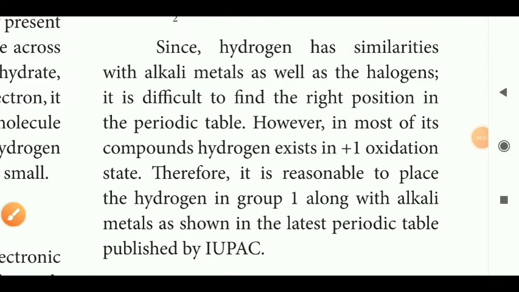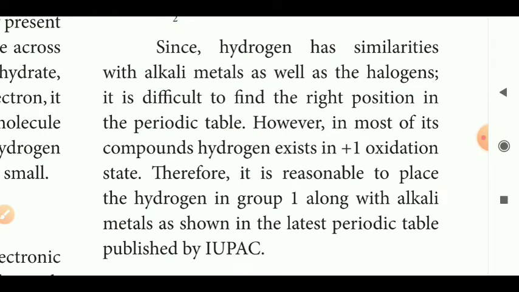So, hydrogen has similarities with the alkali metals and also with the halogens, and it also has some differences. Since hydrogen has similarity with both the alkali metals and the halogens, it is difficult to find the right position in the periodic table. However, in most of its compounds hydrogen can exist in a +1 oxidation state. Therefore, it is reasonable to place hydrogen in group 1 along with the alkali metals, as shown in the latest periodic table published by the IUPAC.